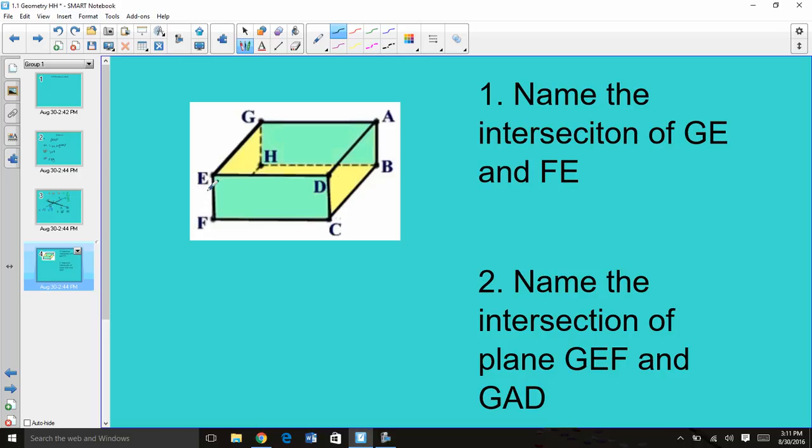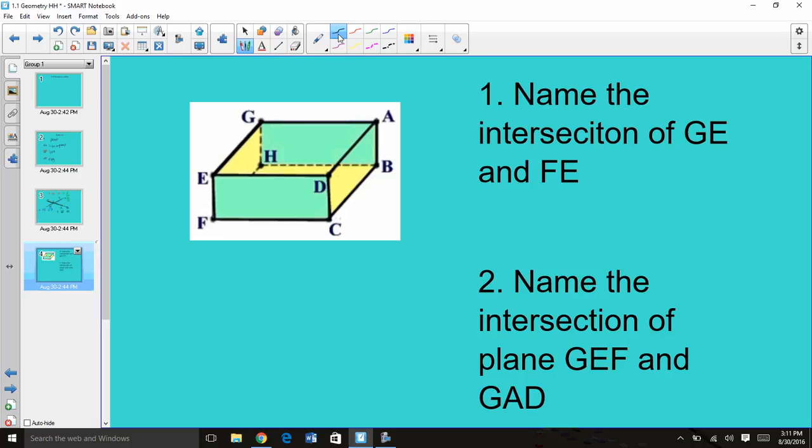So we have FED here. Remember, we can just use 3 points to label a plane. So FED would be this green in the front. We also have GED, so that's this top part. There's a bunch of them, and they could technically go on forever, but they make this nice cube-looking thing here. And the questions I have for you are: name the intersection of GE and FE.